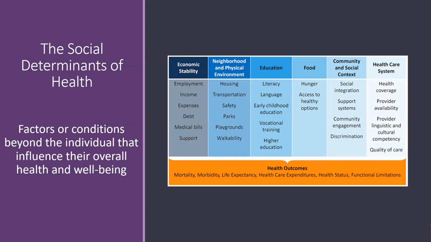You will see within the grayish, bluish to white section of this model that there are examples of what each construct can include. And this isn't always limited to these sorts of things, and lots of different sorts of influences can come into these categories. These are just a few examples. So with economic stability, do you have a stable income? Do you have access to gainful employment? With neighborhood and physical environment, what does your air quality look like?